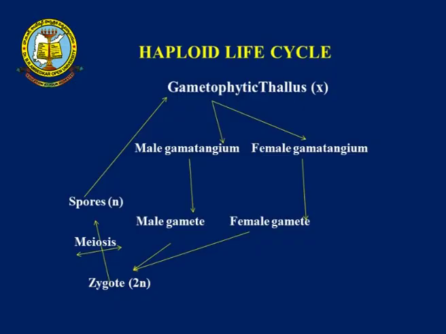In the haploid life cycle, the gametophytic thallus, whose structure I already told you, produces the sex organs, male gametangium and female gametangium. From the male gametangium, male gametes are produced, and from the female gametangium, female gametes. After fusion, after fertilization, the diploid zygote is formed. The diploid zygote by meiotic division produces haploid spores, and again these haploid spores germinate into a haploid thallus. This is the haploid life cycle.